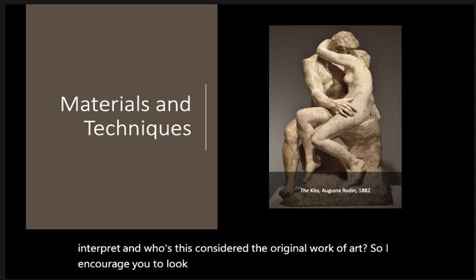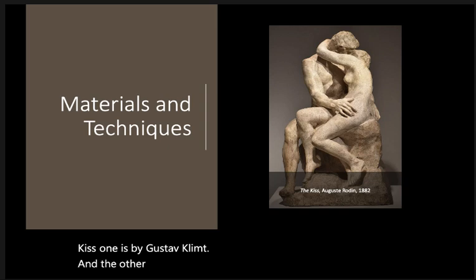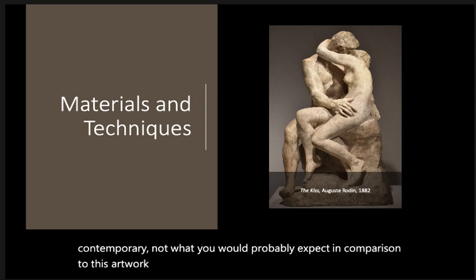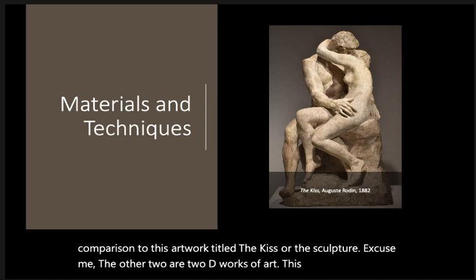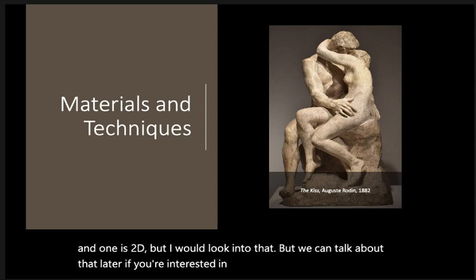Once again, they're both titled The Kiss. One is by Gustav Klimt, and the other is by Constantin Brancusi. Very modern, very contemporary, not what you would probably expect in comparison to this sculpture titled The Kiss. The other two are 2D works of art. One is 3D and one is 2D. But I would look into that, and we can talk about that later if you're interested in that.